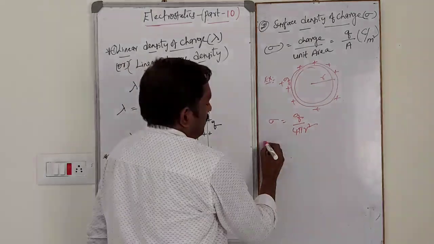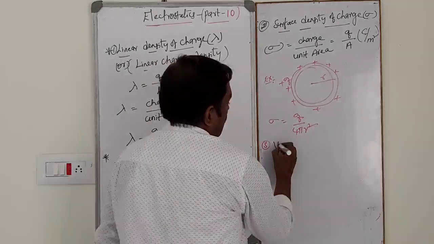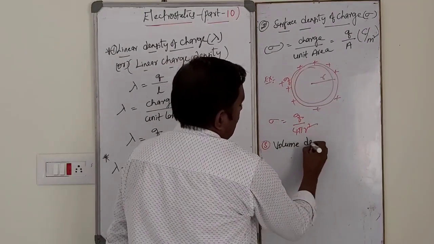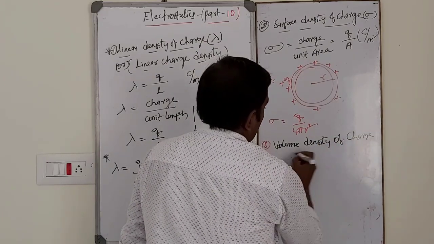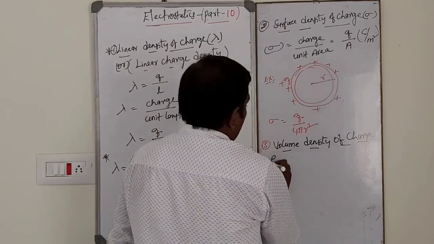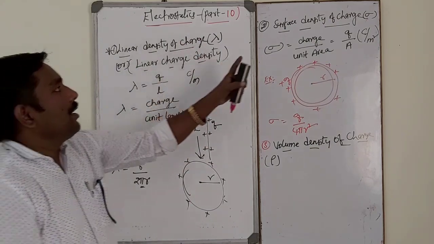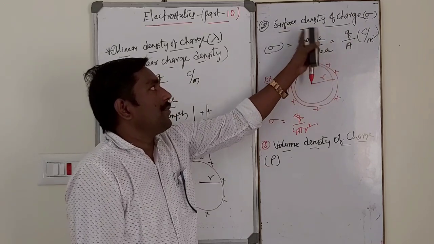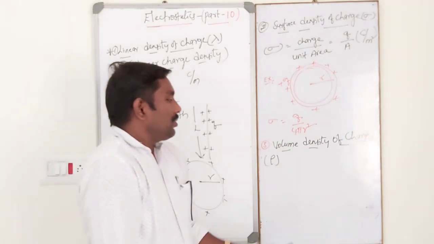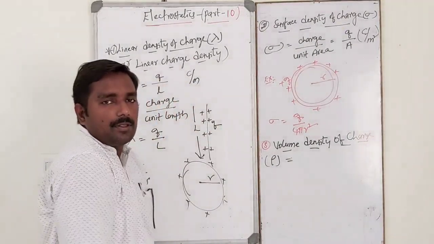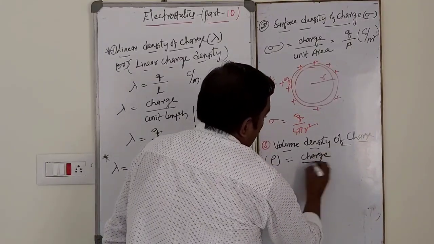Third one, volume density of charge, represented by letter rho. This is lambda, linear charge density. Second one was surface charge density or surface density of charge, sigma. Volume density of charge is rho. Simply, volume charge density means charge per unit volume.